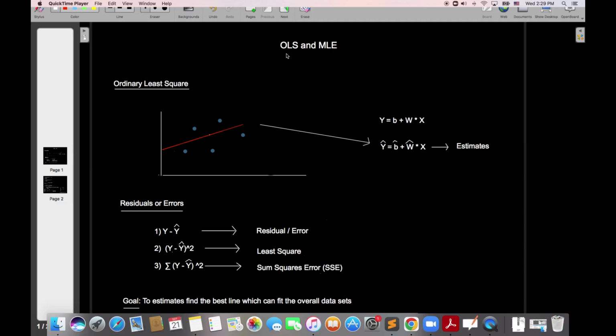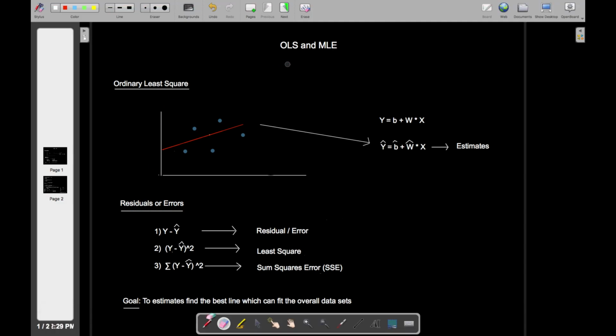Hello guys, today I'm going to explain OLS and MLE. OLS and MLE are the two methods which we can use to calculate the parameter values of a linear regression model, a simple linear regression model, right? I will also tell you that when the output of the data set follows a normal distribution, then OLS and MLE give you the same result. I will tell you in the next video about the MLE and how they are the same.